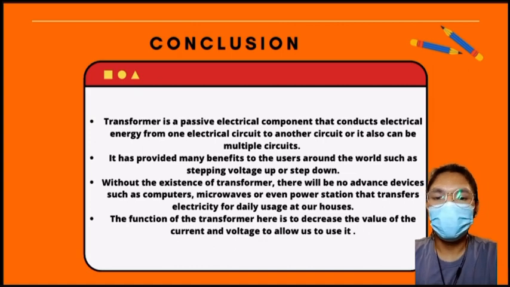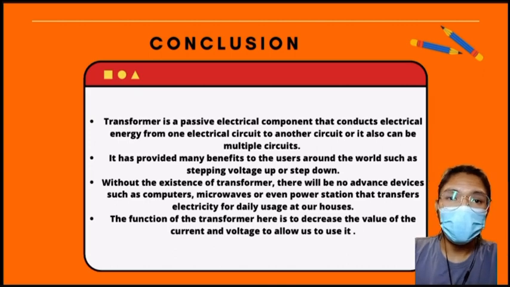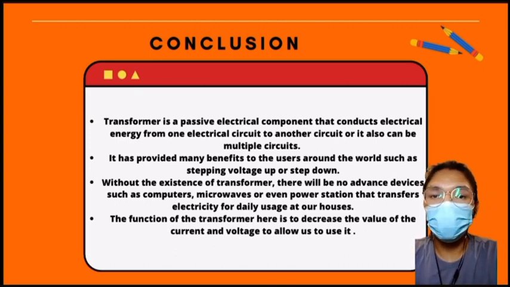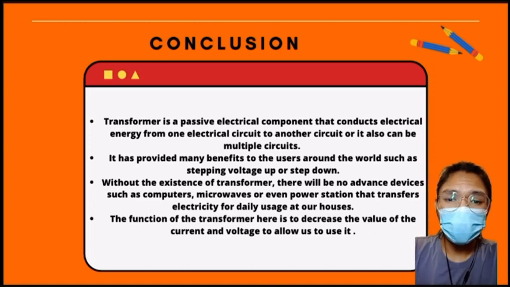And last but not least, we got to learn how this tool is used worldwide. Surprisingly, without the existence of transformers, there would be no advanced devices such as computers, microwaves, or even power stations that transfer electricity for daily usage at our houses. Electricity that is brought via the cables on the electric poles near our houses is too strong and big. The function of the transformer here is to reduce the voltage to allow us to use it and to prevent short circuit accidents in the house.